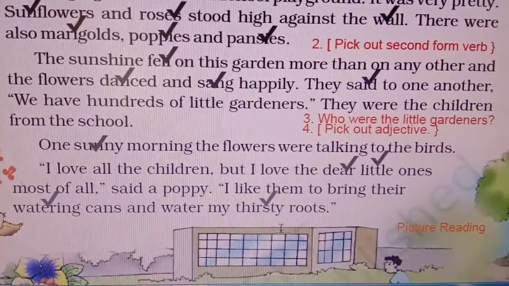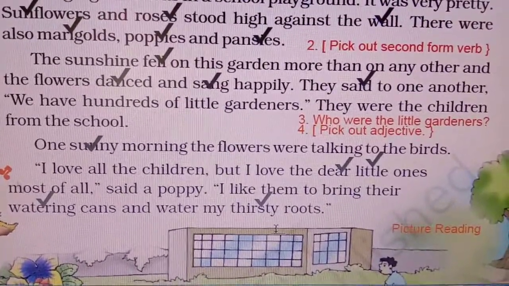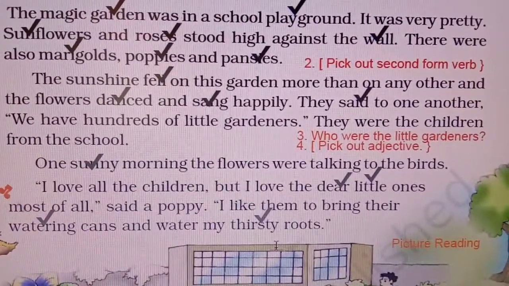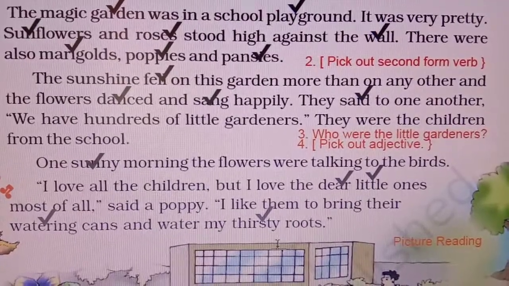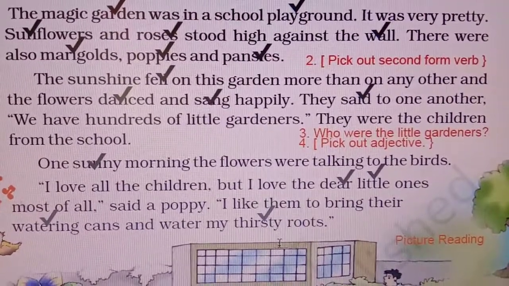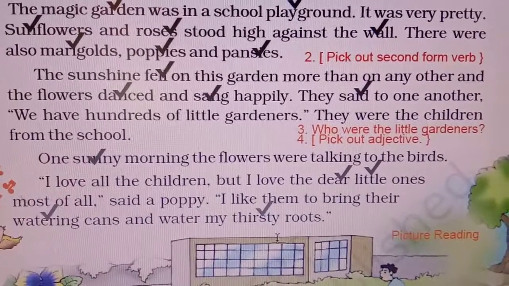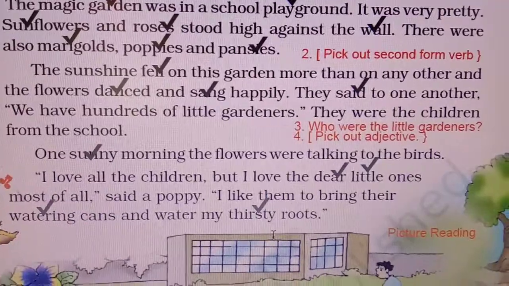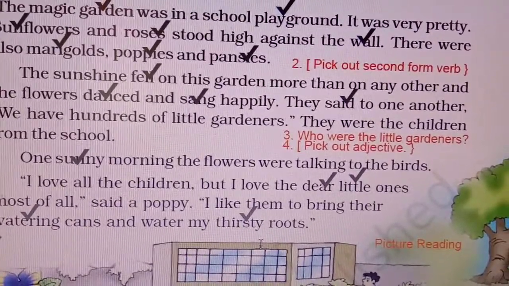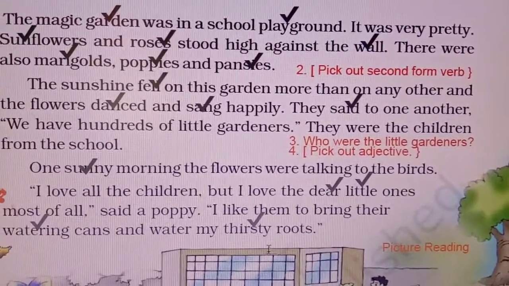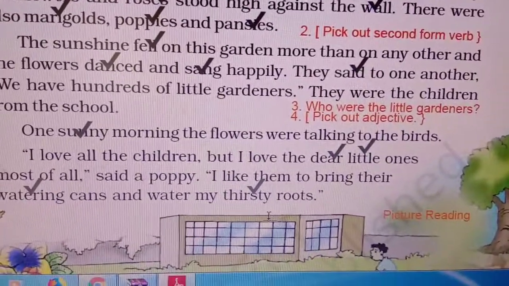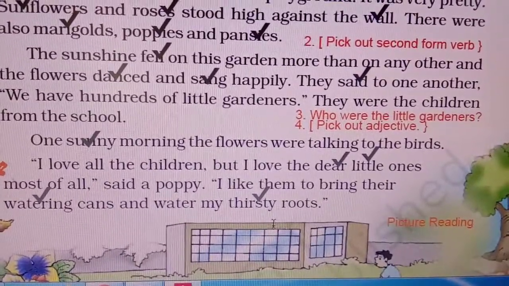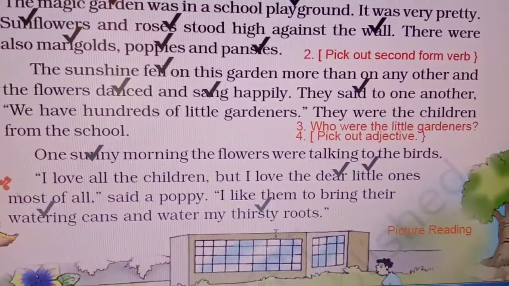Okay, then when we say something about the noun, that is adjective. When we describe the noun, just like our hair, here hair is the naming word, but black hair. Our grandparents have white hair, so white is an adjective, black is an adjective. Black hair, white hair. In the same way, sunny morning. Dear little ones, dear little children. Then watering can, watering is an adjective. Thirsty root, that is dry root, that is also an adjective.